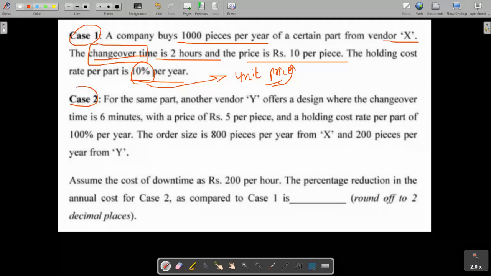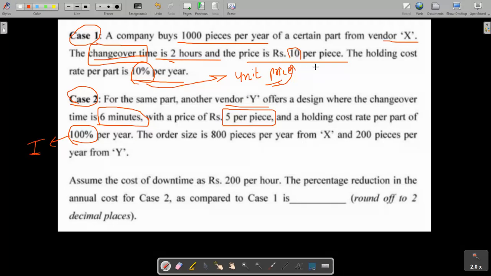And what is in the second scenario? There is another vendor Y which offers the same design with a slightly different changeover time, and the changeover time is 6 minutes. Here 2 hours and there 6 minutes, there is a difference. The price is also less, 5 rupees per piece, while here it is 10 rupees per piece. And the holding cost is 100% here. That means whatever the unit cost, it is the same as the inventory cost I. Here 10% of 10 rupees means 1 rupee is the inventory cost.